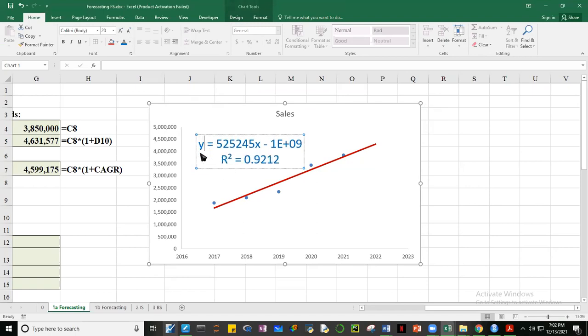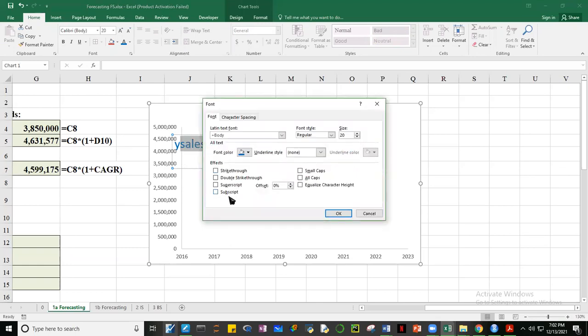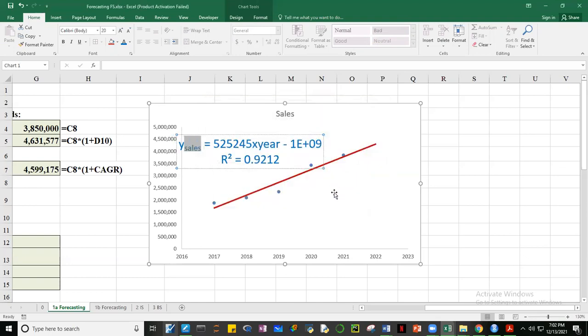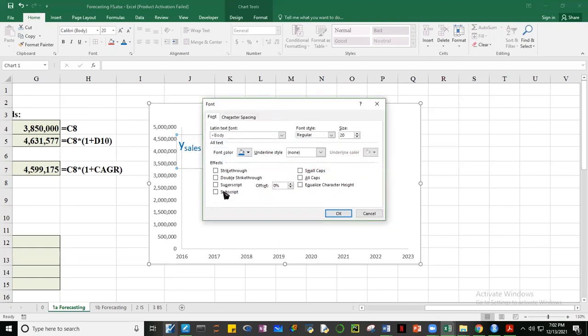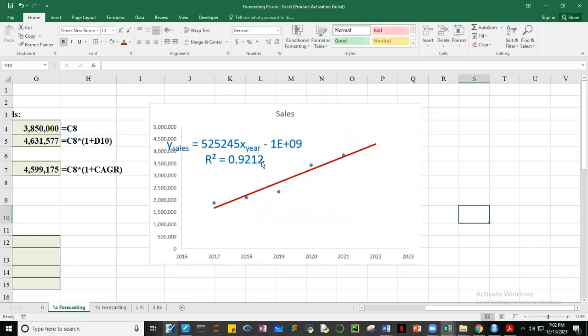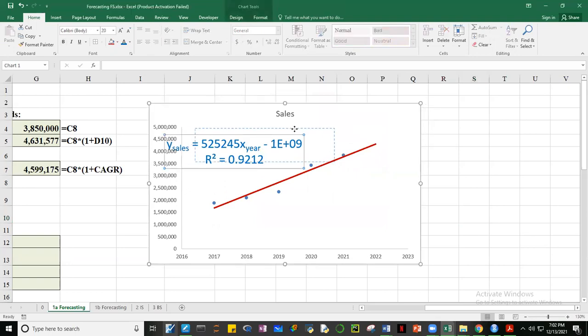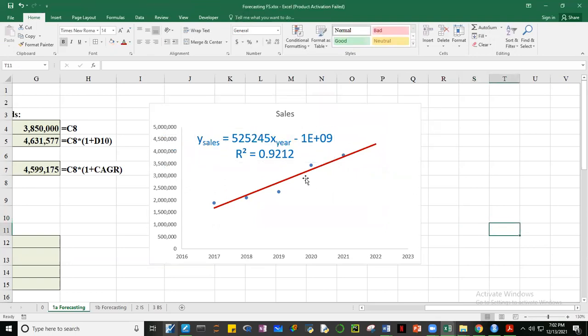Okay, and then modify this Y, sales, X, year, and then just format this, Control-1, subscript. Tapos ito subscript din. Okay, so there guys, looks better. Okay, our equation looks better.